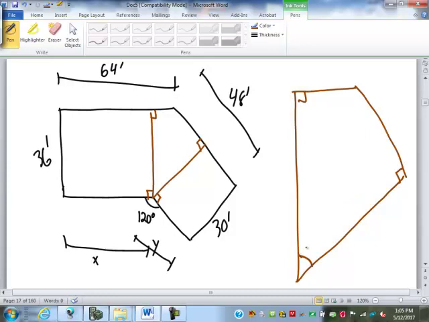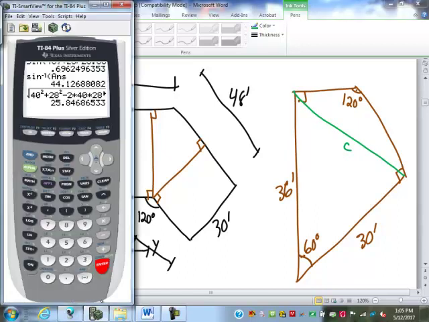What's this angle here have to be? 60, good. What's this angle up here have to be? 120, right? What's this side? 36 feet, and this side? 30 feet. Once again, we're going to cut her across here. I'm going to call that side C. I will race you to finding side C.